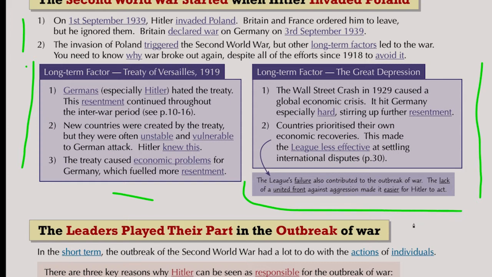And the League's failure also contributed to the outbreak of war. Again, outbreak is like the start, yeah, the beginning, the explosion of the war. And the lack of a united front against aggression made it easier for Hitler to act.